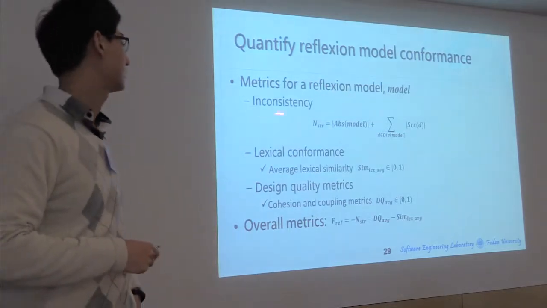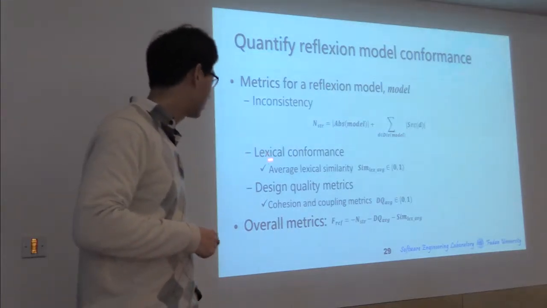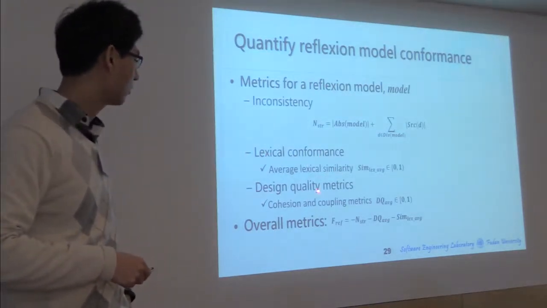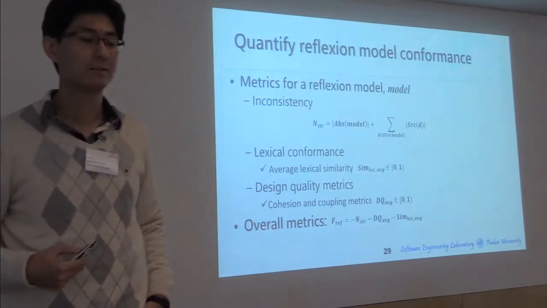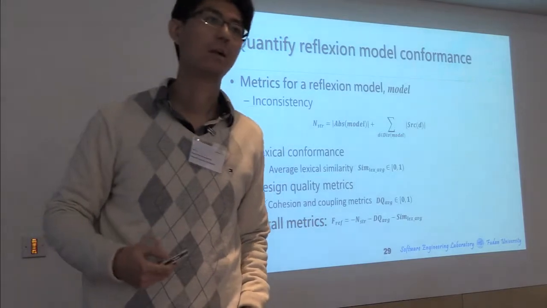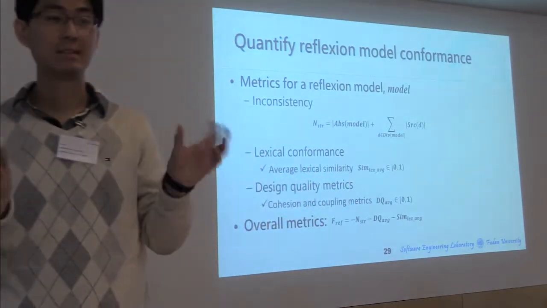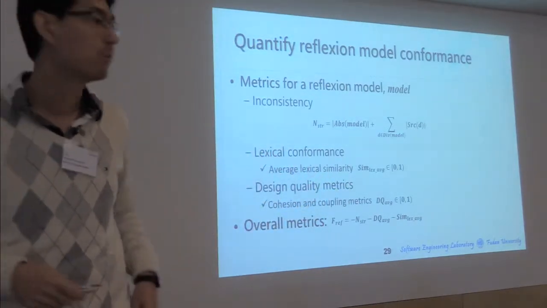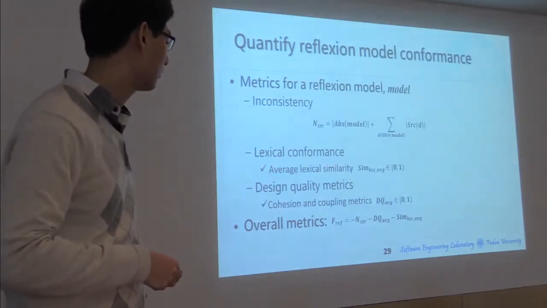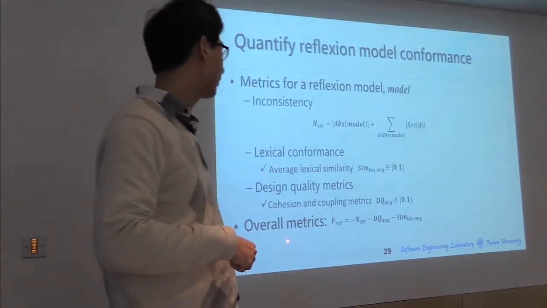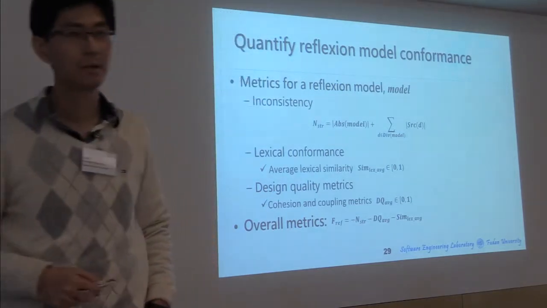Apart from the inconsistency, we also consider lexical conformance and the design quality metrics. The major rationale is that we want to break a tie. When two reflection models have the same level of inconsistency, we will choose the one with better lexical conformance and design quality metrics. Therefore, the final equation is like this.